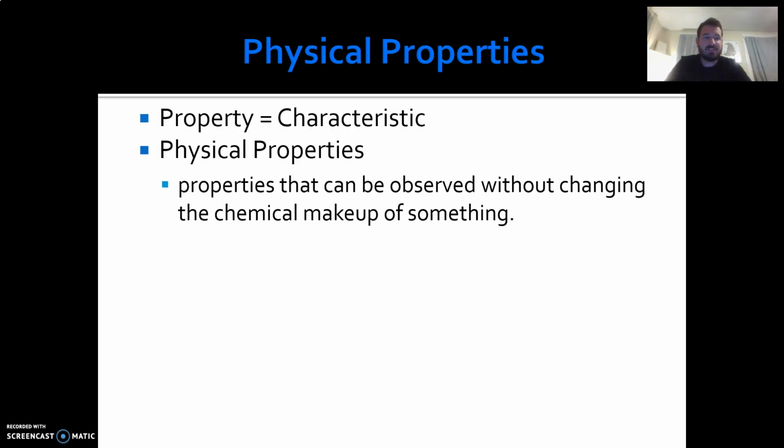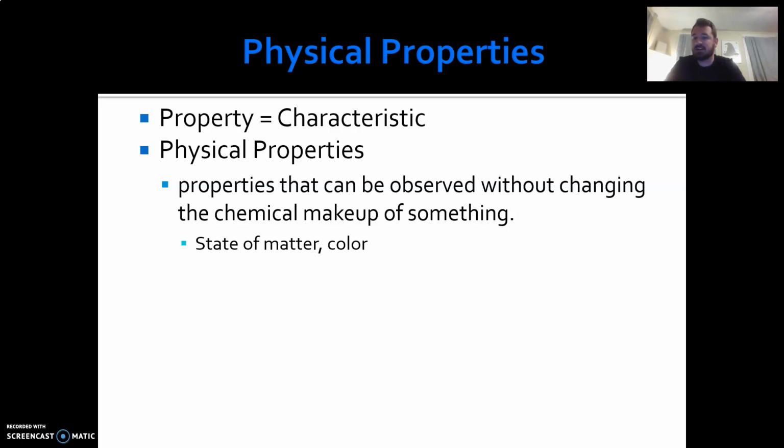Actually, before we write down these examples, let's take a second and to the right of where it says physical properties, let's write in this definition. Properties that can be observed without changing the chemical makeup of something. So I can observe or perform an experiment to collect data on this substance, and it will not change the identity of the substance. I can look at water and tell that it's transparent without actually changing the chemical formula of water.